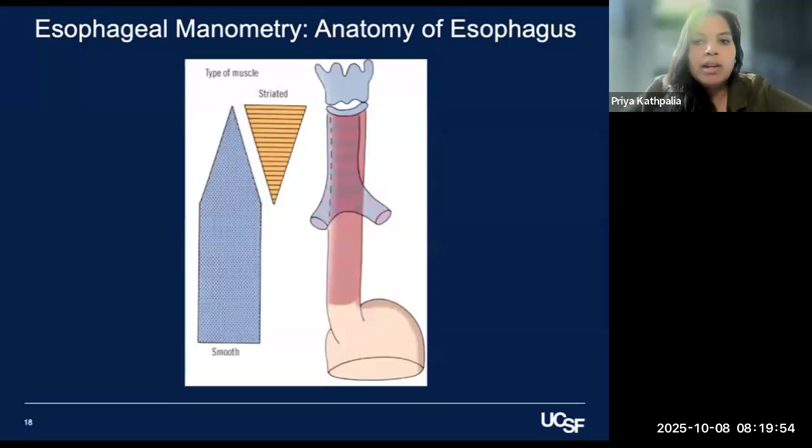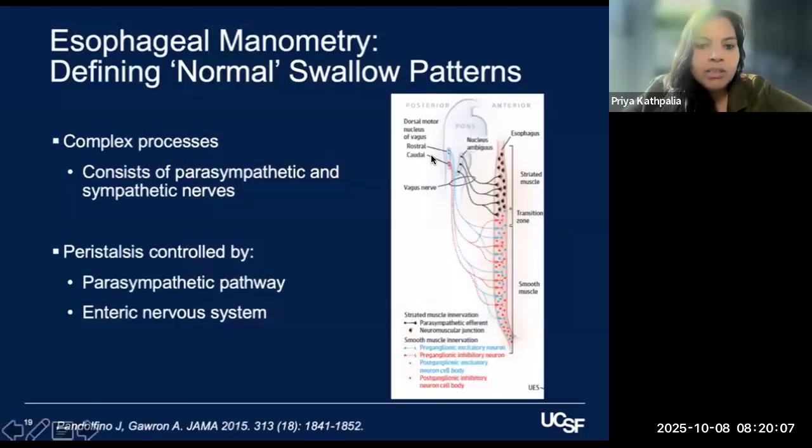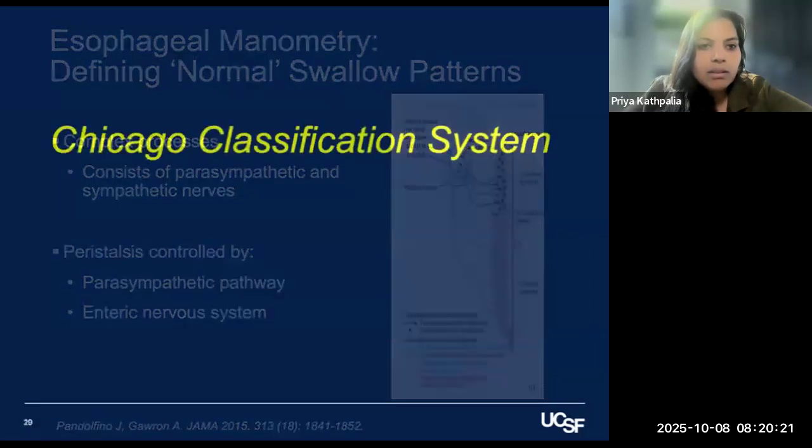As you know, the proximal esophagus contains the striated skeletal muscle, and then the distal esophagus has predominantly smooth muscle with this long transition zone between. I just show you this figure to show that swallowing is a complex process based on the location of the esophagus and the muscle type, and it consists of both parasympathetic and sympathetic nerves. So let's move on to the Chicago classification.